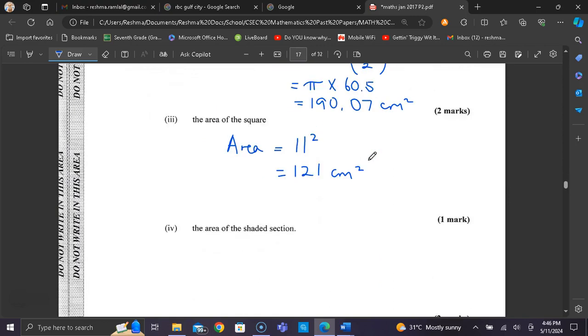Okay, so let's subtract the area of the circle, 190.07, minus the area of the square, 121. That will give us 69.07, and we divide that by 4. So the area of the shaded section is 17.27 to 2 decimal places, square centimeters.